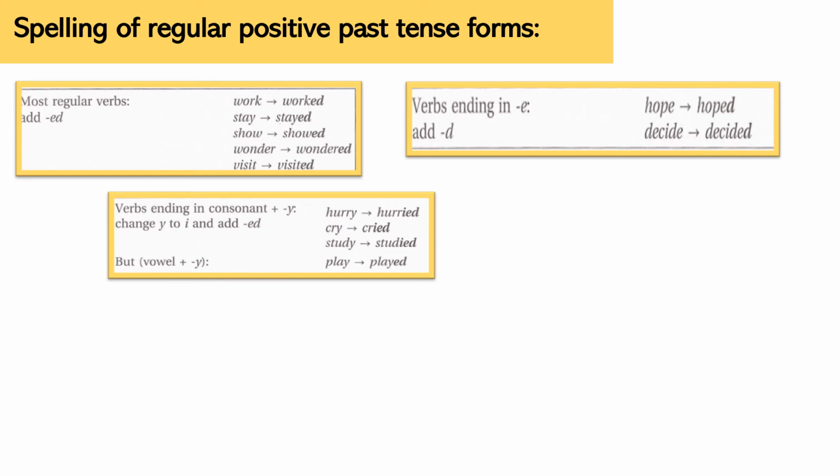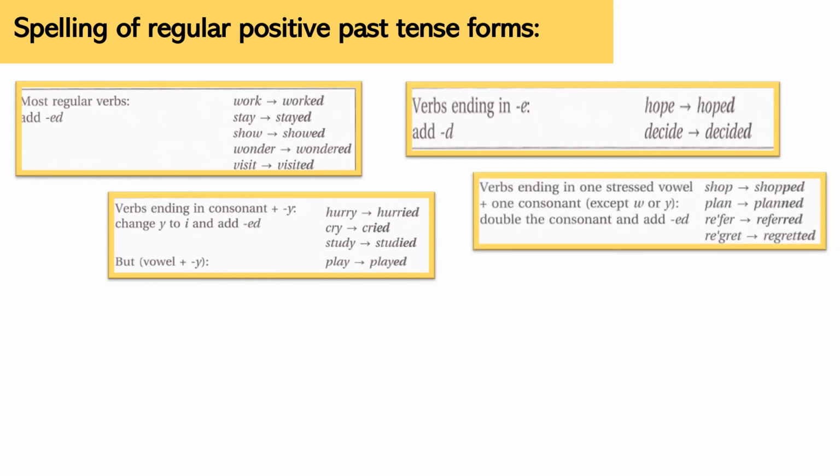The same applies for plural nouns and the third person singular for present simple. So this rule with the consonant plus y and with the vowel plus y. Verbs ending in one stressed vowel plus one consonant, except for w or y, you double the consonant and add ed. Shopped, planned, referred, and regretted are some of the examples.